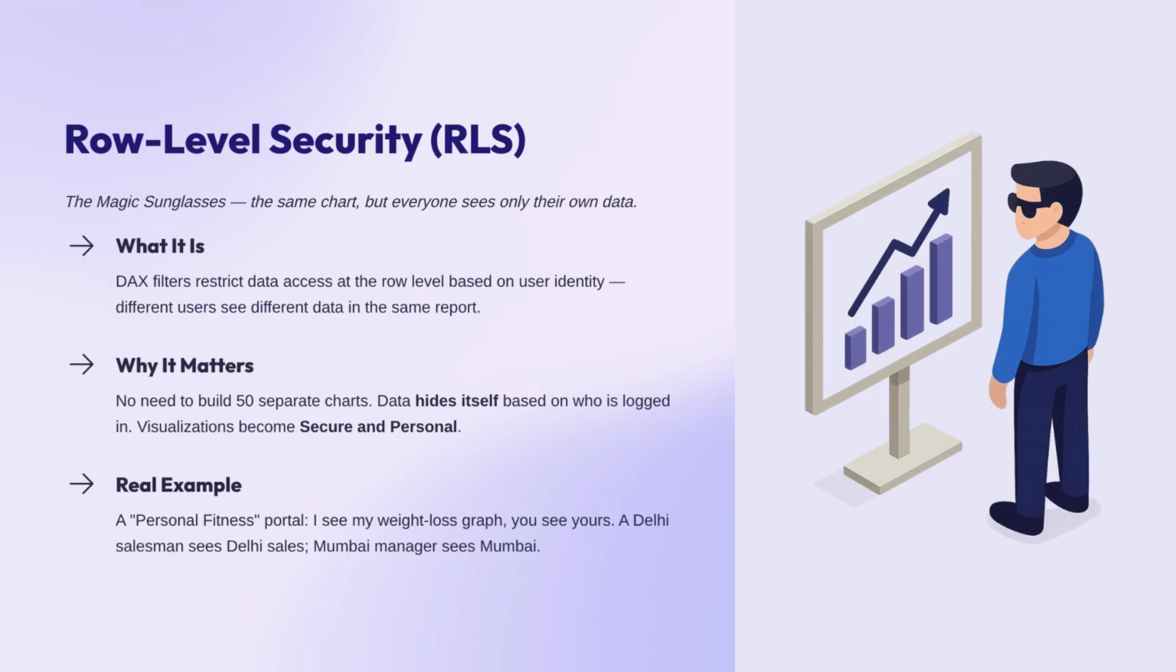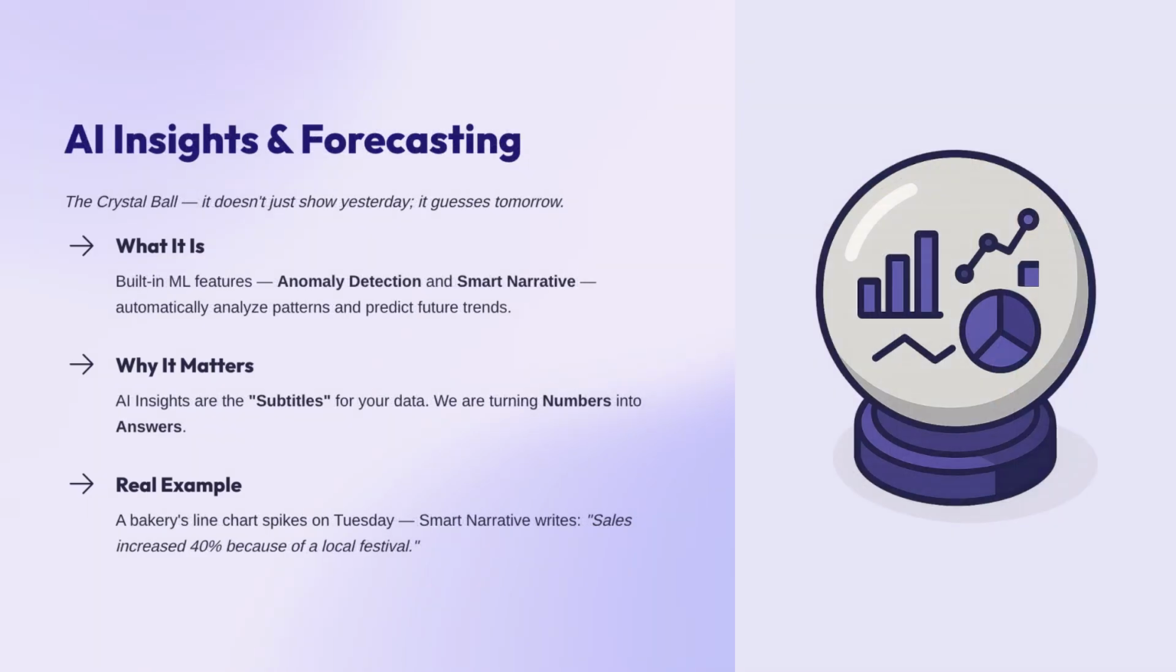So now that we've mastered how to protect our data while showing it off, you might be wondering how we can use the brain of Power BI to actually predict what will happen next month. Well, that brings us right into our next step, which is AI insights and forecasting in Power BI. Let's dive into AI insights and forecasting. The formal definition describes these as built-in machine learning features in Power BI, such as anomaly detection and smart narrative, that automatically analyze data patterns to predict future trends and explain the why behind the numbers.